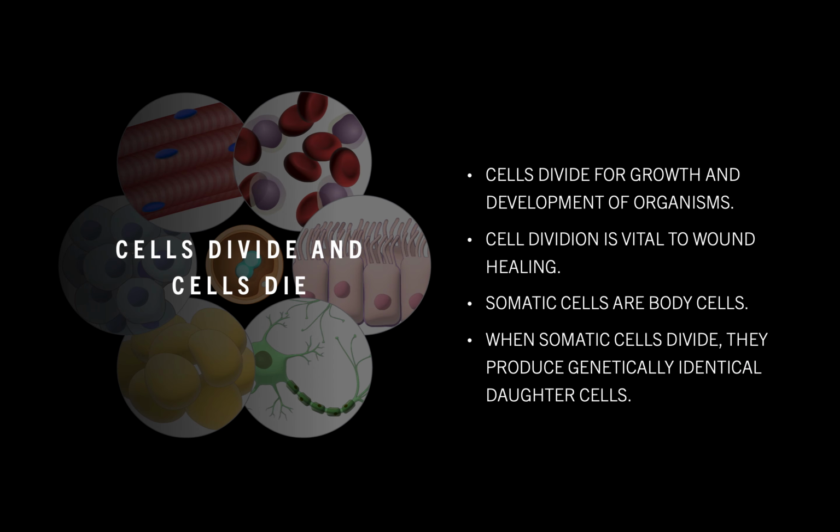So this first slide is labeled Cells Divide and Cells Die. Cells divide for growth and development of organisms. That happens with all organisms. Cell division is vital to things such as wound healing. Somatic cells are actually body cells. So from here on out in the PowerPoint, if you hear me saying somatic cells, I'm talking about cells working within our body. And when somatic cells divide, they produce genetically identical daughter cells. And we're going to dig into all of that in future slides.